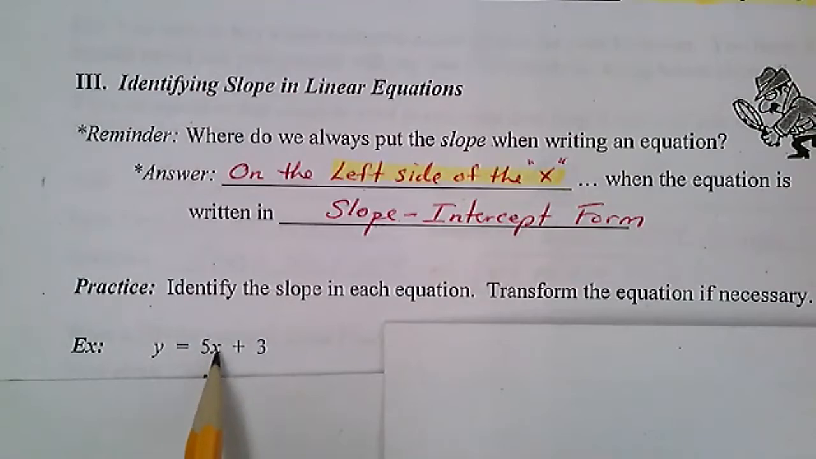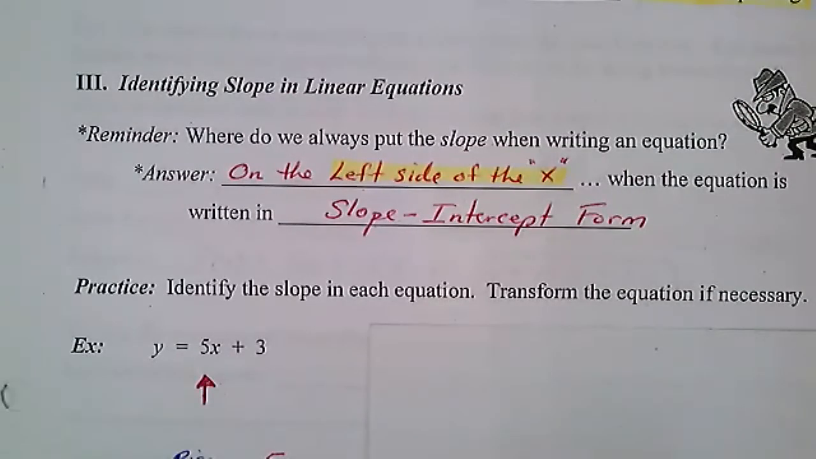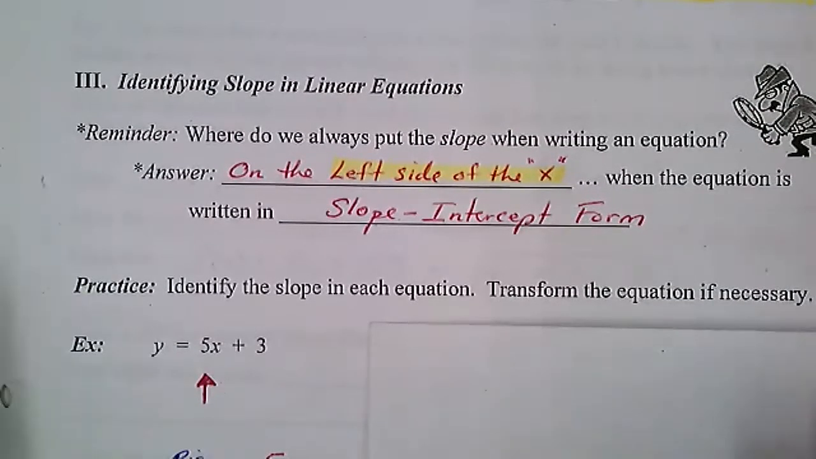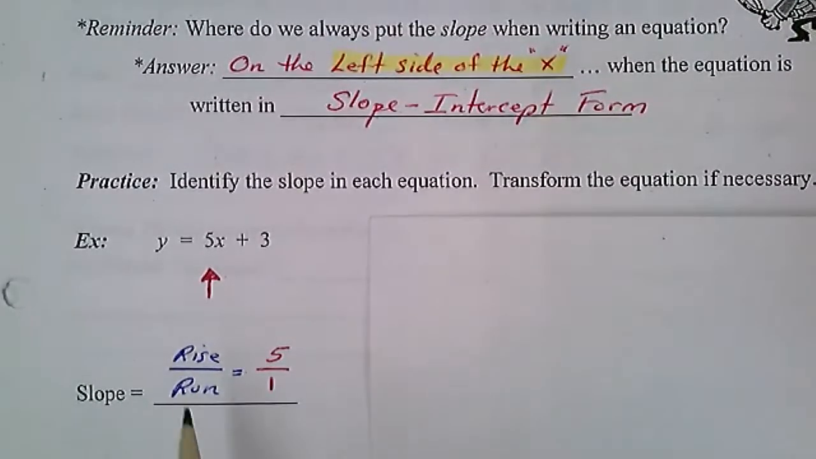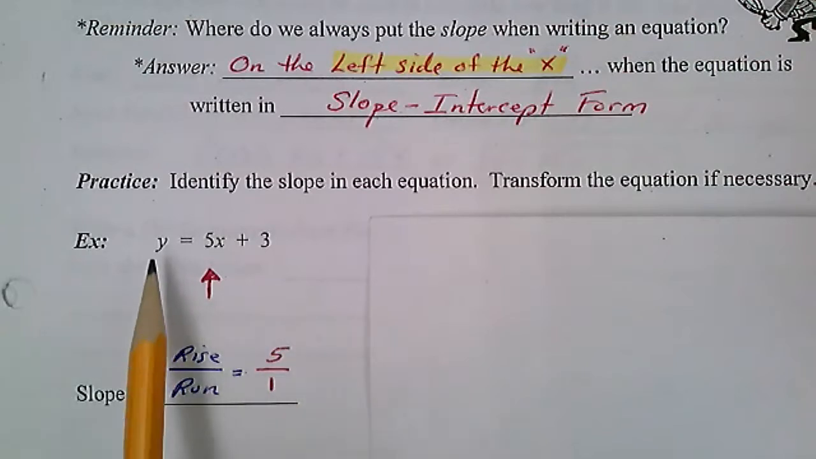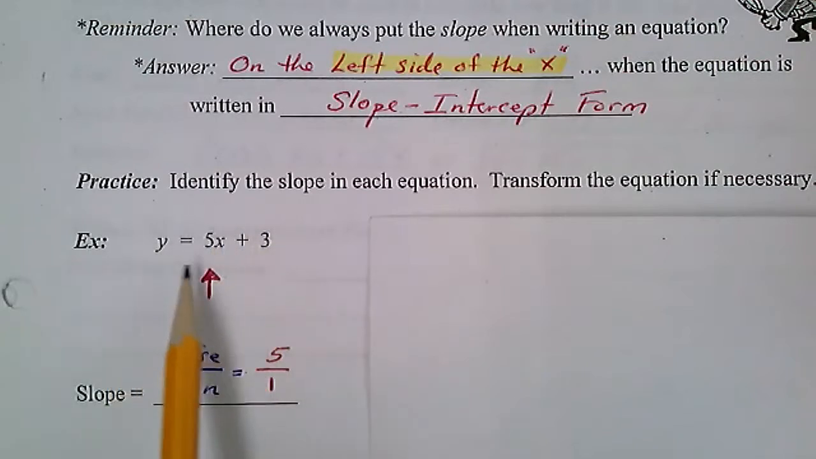It's that number right next to the x. Okay, so our slope is actually 5, and our slope is really a rise of 5 over a run of 1. Remember, a 5 really has an invisible number underneath it, an invisible 1. So our slope is 5 over 1 because this is in slope-intercept form. Okay.